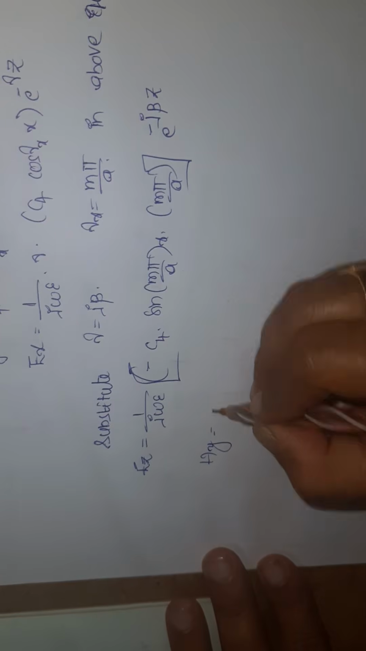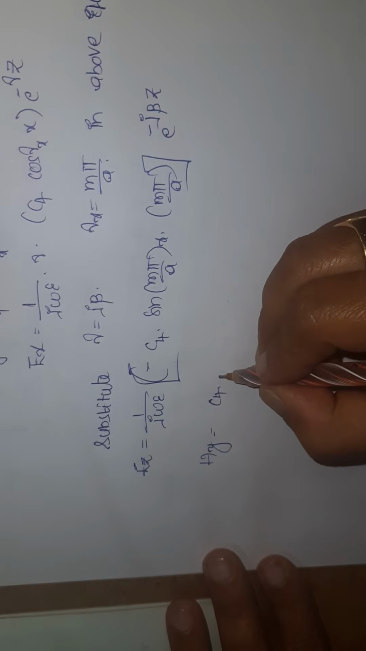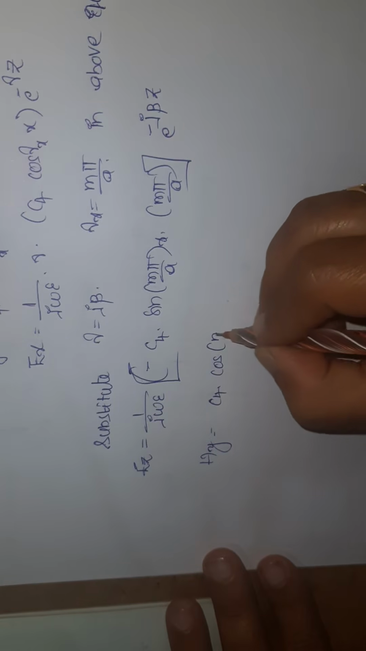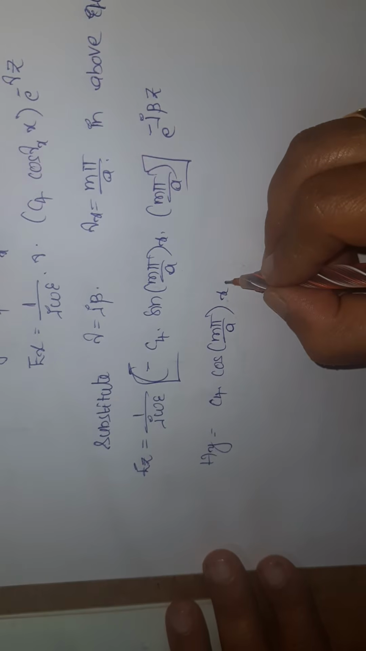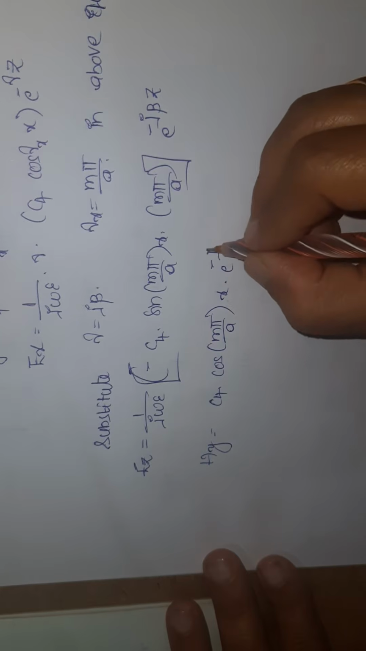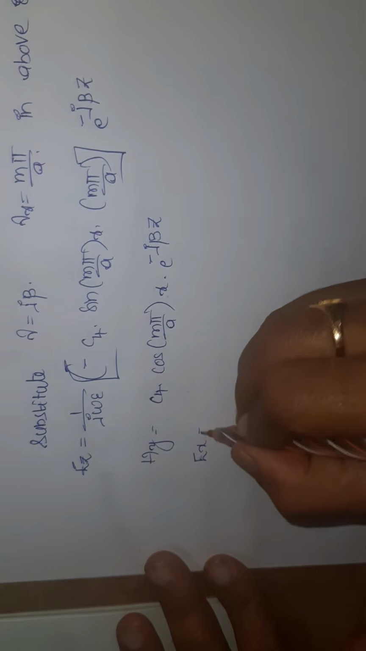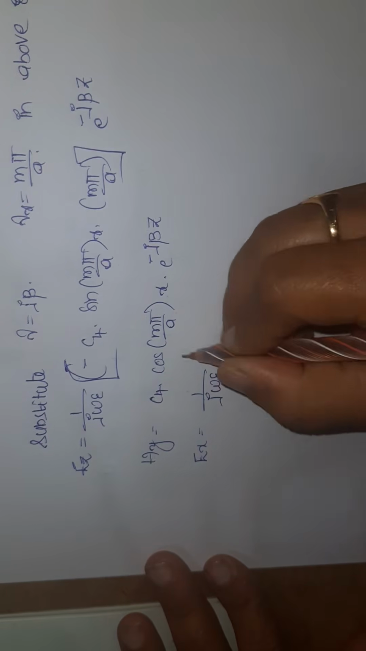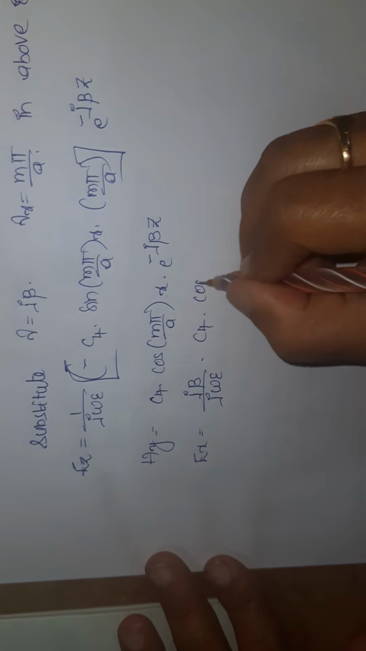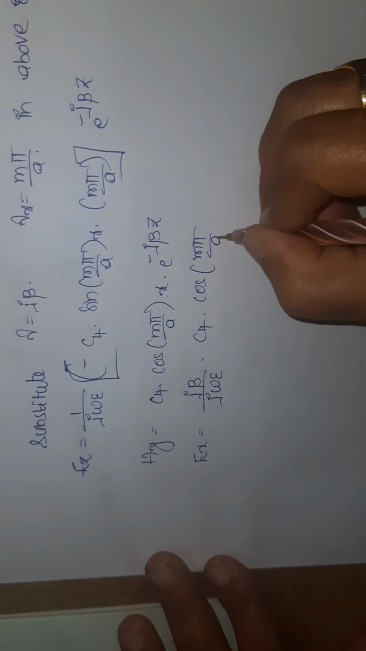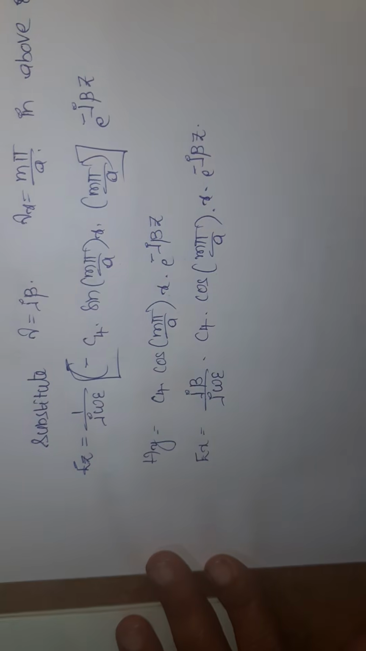Next Hy is equals to C4 cos m pi by a x e power minus j beta z, and Ex is equals to 1 by j omega epsilon and gamma as j beta into C4 cos m pi by a into x into e power minus j beta z.